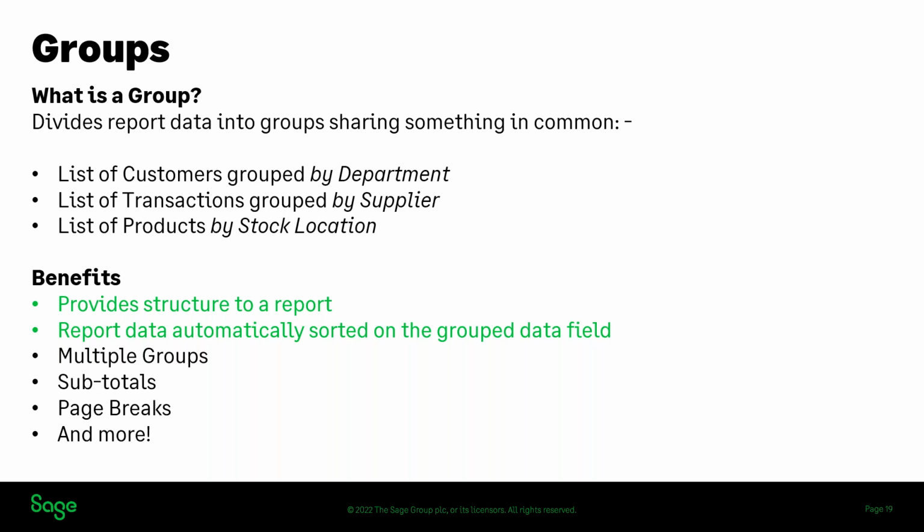Now, in the same way you can add multiple sorts, you can also add multiple groups if it makes sense to do so. So the two main reasons for adding groups are firstly to provide some structure to the report, which I've mentioned, but secondly, it's the ability to add subtotals for each group of data when there are value fields present. Now you can also add page breaks to grouped reports, so the report data for each group shows on a separate page, and there's lots more.